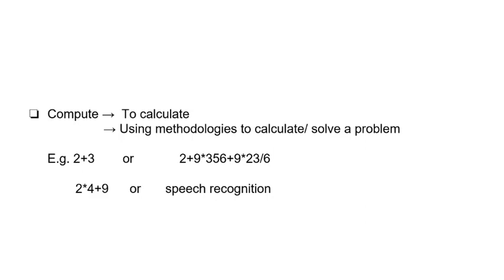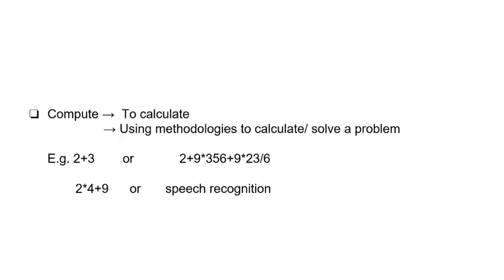Okay, so before giving a definition of soft computing, let me explain what computation actually means and what the term soft means. Okay, so we need to know these things before explaining soft computing. Generally, the term compute or computing means to calculate something. Or in a generalized way, we can say that using methodologies to calculate or solve a problem. So computation means using methodologies in order to solve a problem.